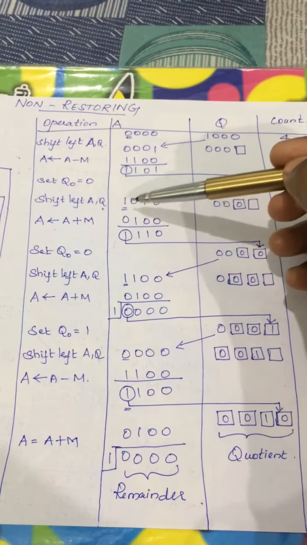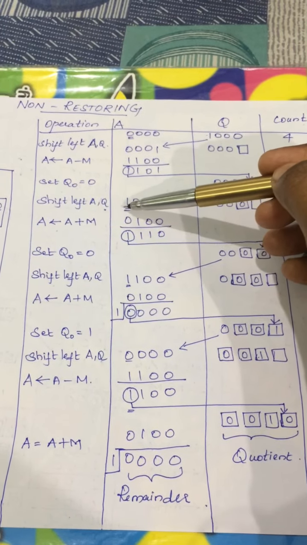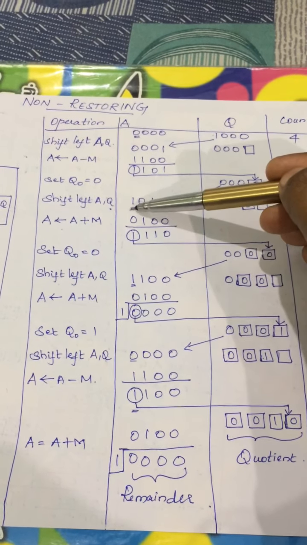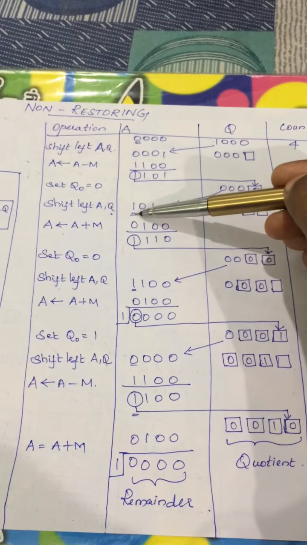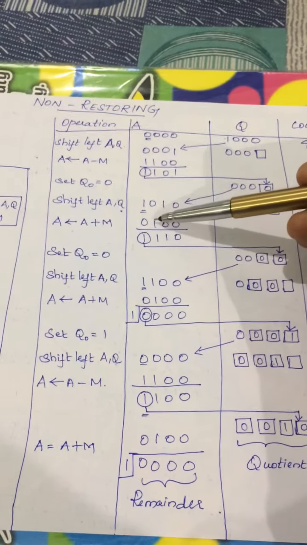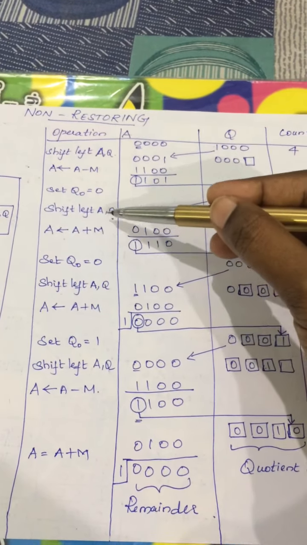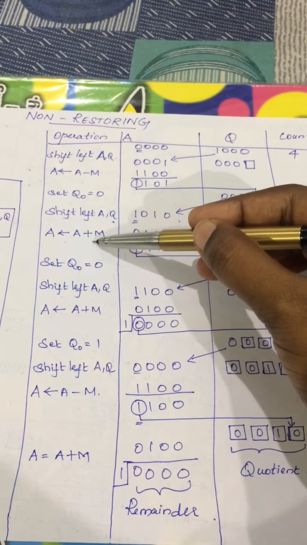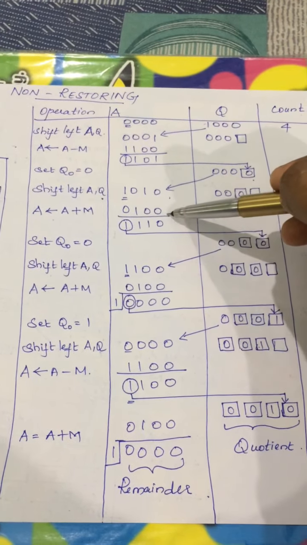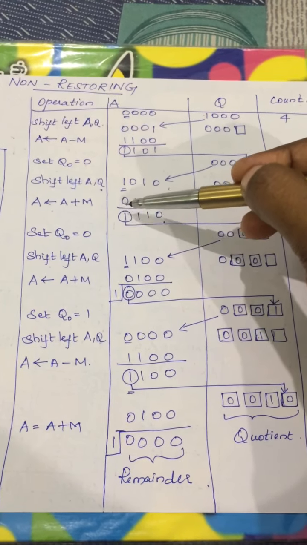So again you are checking whether the value of your A is going to be negative or positive based upon this. So here 1 is there, so it is a negative value. Negative value means it is going to be a true condition of A less than 0. Then we are performing shift left AQ and then adding the accumulator with your multiplicand. So 0 1 0 0. So add it over this value based upon this value of your output.